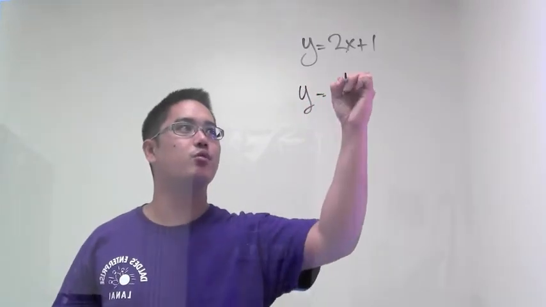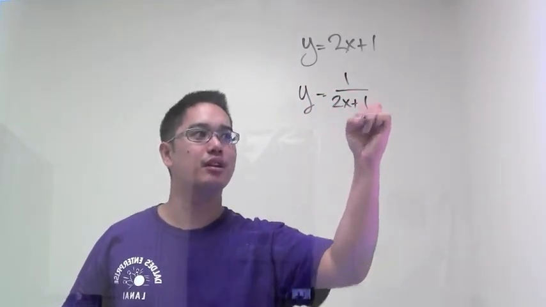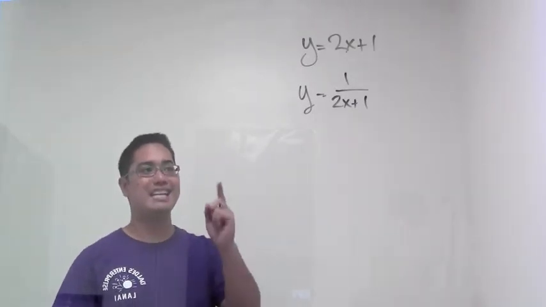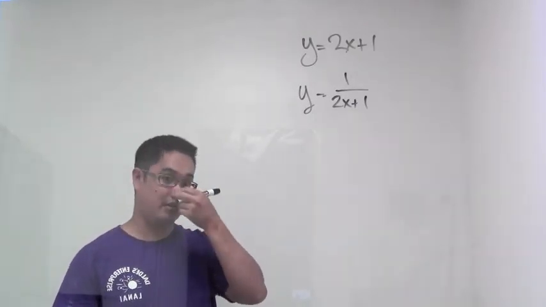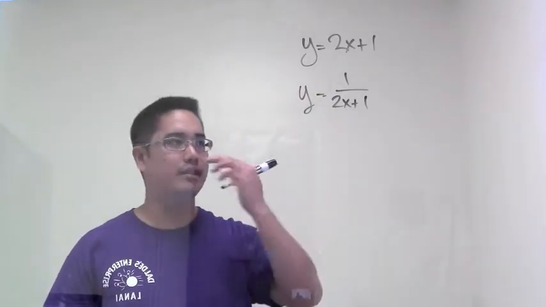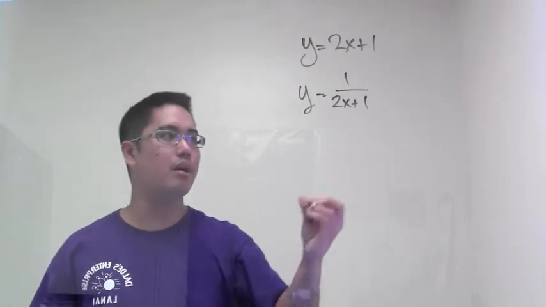What about y equals 1 over 2x plus 1? Are there any square roots? No, there aren't any square roots. Are there any denominators? Hence, are there any fractions? Yes, there is a fraction, so you could have a denominator that's 0, so there could be a problem here.